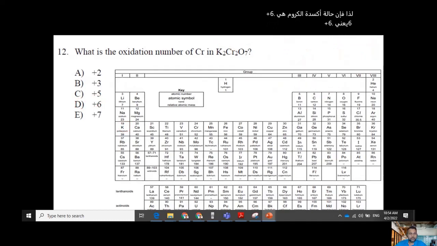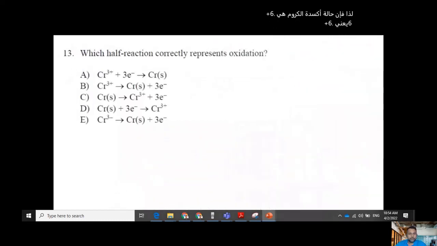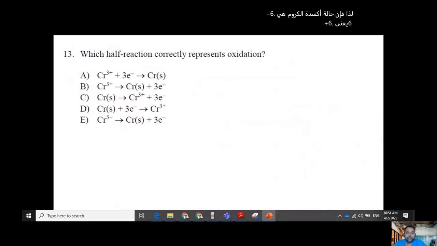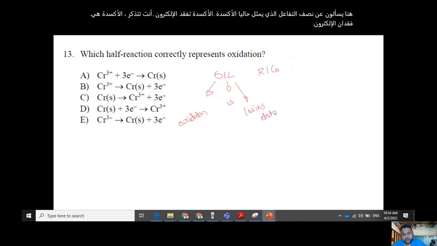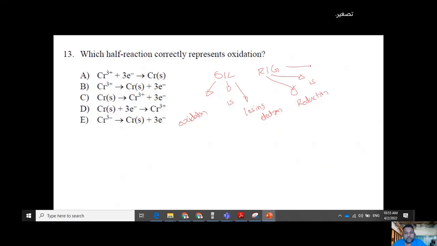Next question is about gain and loss of electrons. You have to remember OIL RIG. Here they're asking which half reaction correctly represents oxidation. Oxidation is losing electrons. You remember, oxidation is losing electrons. Reduction, on the other hand, is gaining electrons.